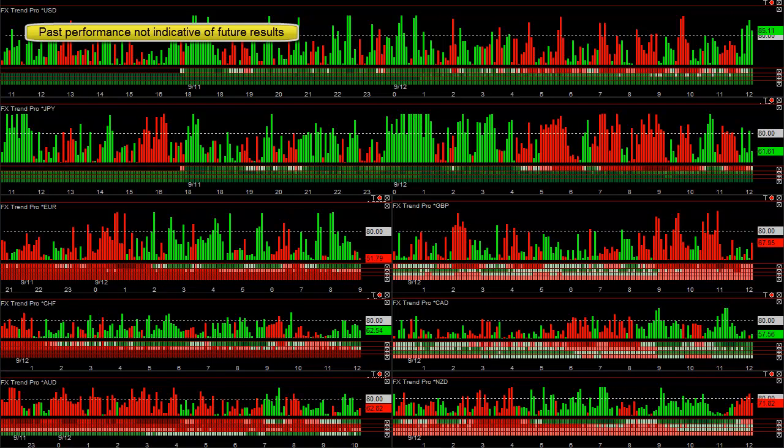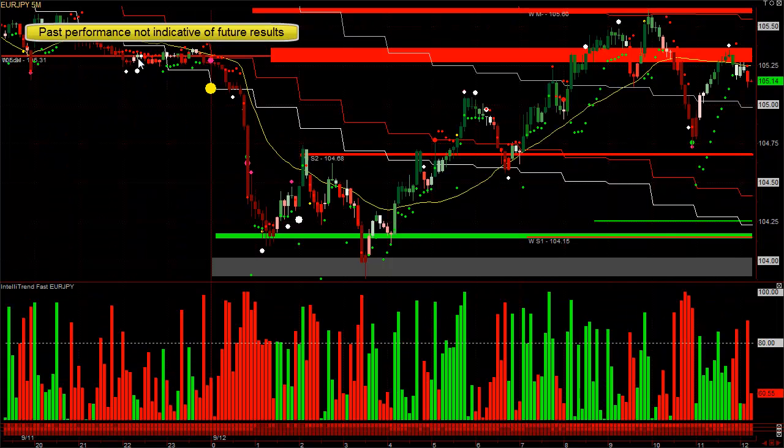The euro also was weak. Here we go. Let's find the euro yen. And notice also a nice little sideways rectangle pattern, and it fell 125 pips. And this would be an example of a sideways rectangle pattern.